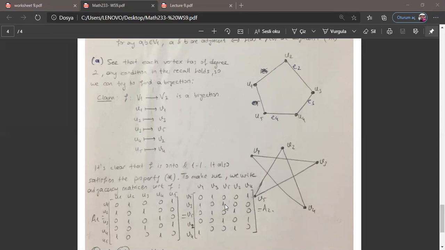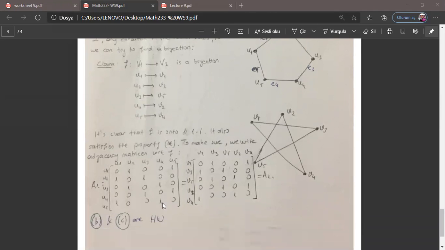So it says that this function, this bijection, satisfies this property. So we can conclude that these two graphs are isomorphic under this function, okay? So you can easily check by using these matrices whether the function that you construct is a bijection which satisfies this property or not, okay? So the rest is homework for you.